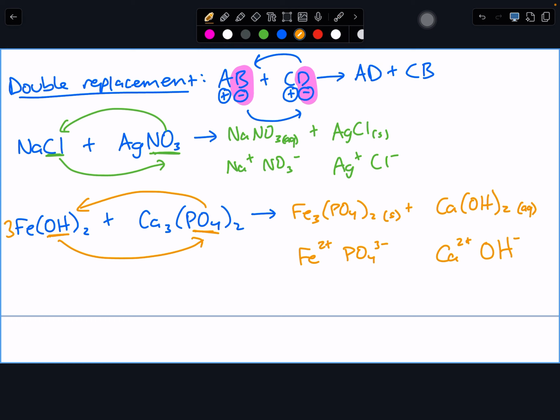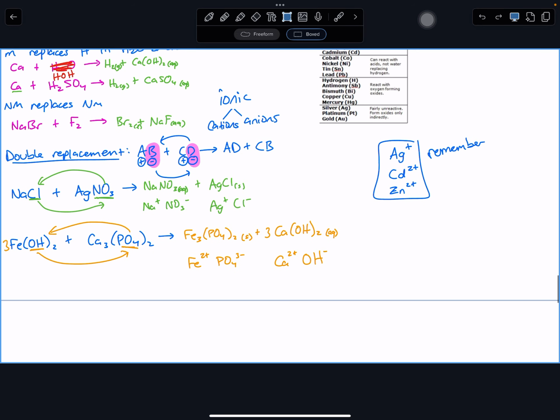Okay, so then how many OHs do I have here? 2. How can I make it 6? 3. But then that changes what? Calcium. Yeah, and that's good. Do you see why that's easier? Yeah. Okay, we're done. Everything's balanced. There's 2 PO4. See? That's way easier. Does that make sense what I just did? Yeah.